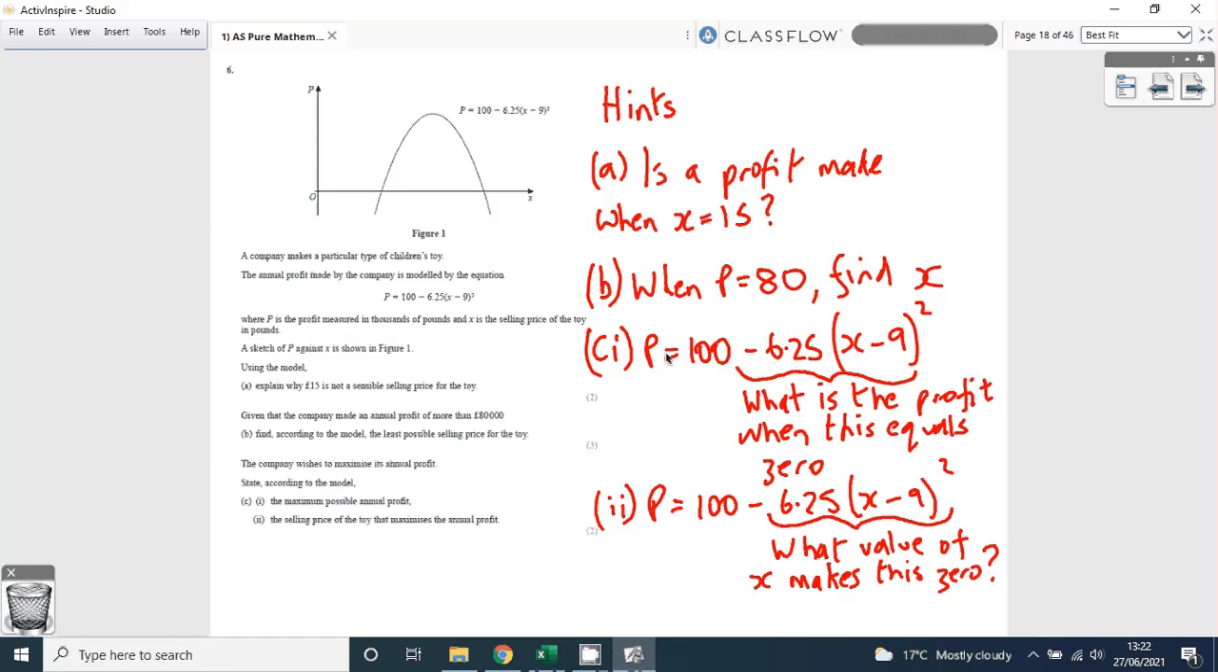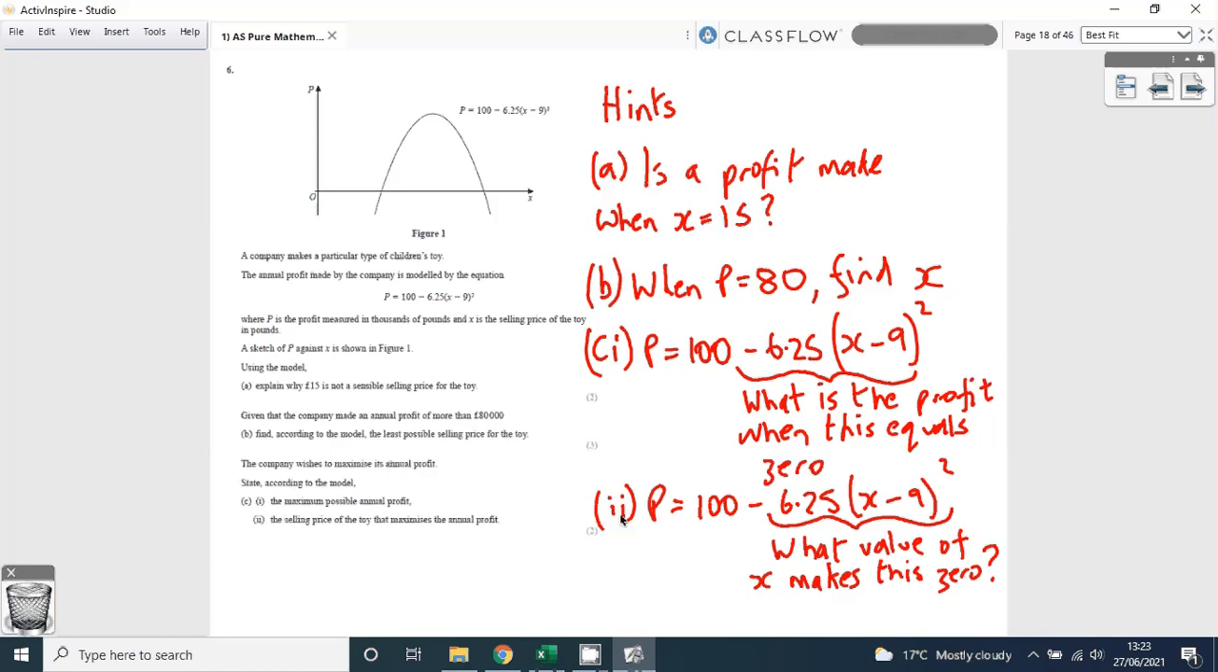We're trying to make this as big as possible. So it's 100 take away something. Now if we want to make this big overall as possible, then we can go about making this second part here 0. We can look into what value of X will make that 0, and that's what we're going to look at for C part 2. But when this is 0, what profit do we indeed get?